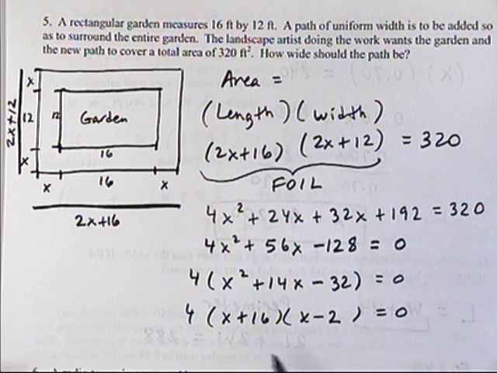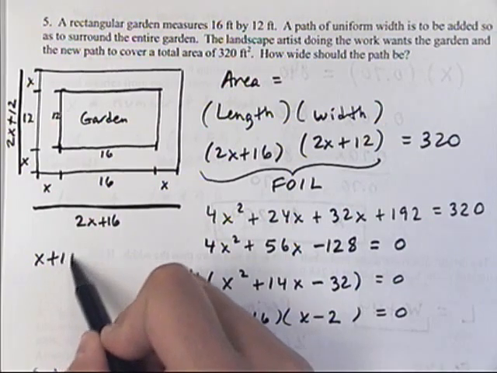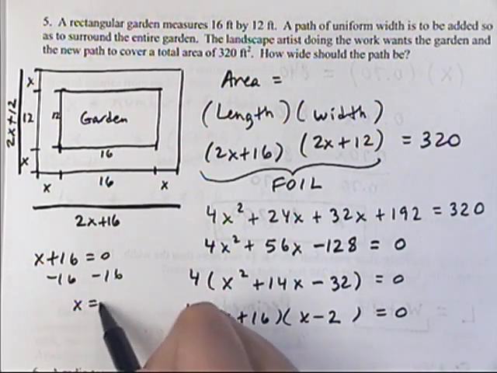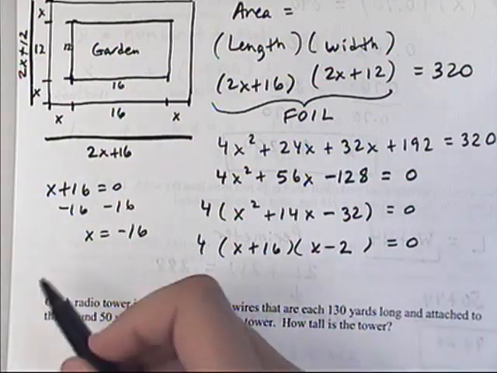So what I have now found are two factors that I can set equal to 0 to find my answer. If I set x plus 16 equal to 0 and solve, I would get the width of the path being negative 16 feet. Well, that doesn't make any sense. We can't have measurements that are negative. So let's try the other one.